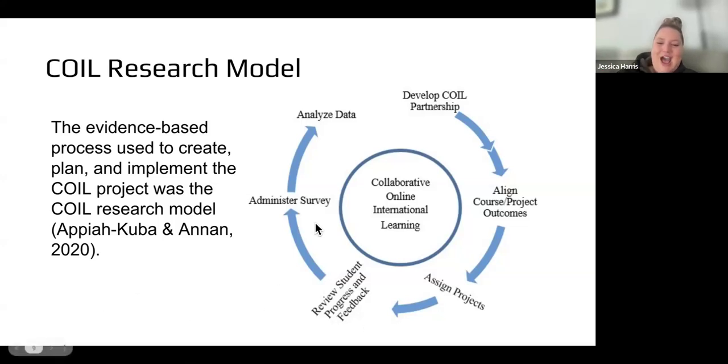assignments and projects. And also, we review student progress and feedback throughout that course, administering surveys to analyze outcomes and data. So, really, this is an iterative process of going around and coming back to that partnership at the end and starting again about refinements and what we can do in the future moving forward with the COIL experiences. So this is the basic evidence-based research process and model that we adopted in the COIL experience for us. There are many different ones out there, but this is the core.